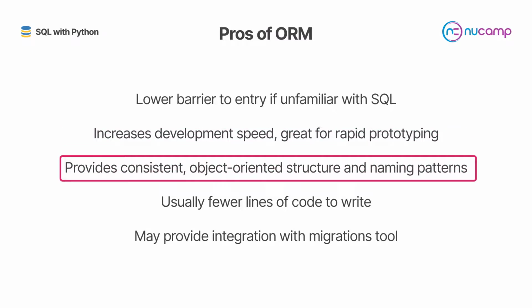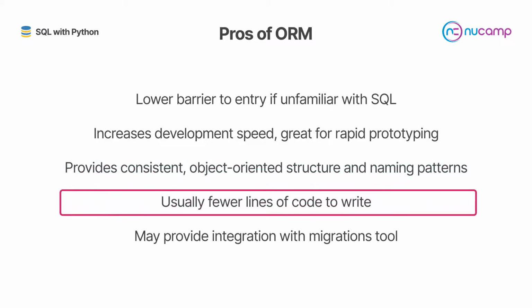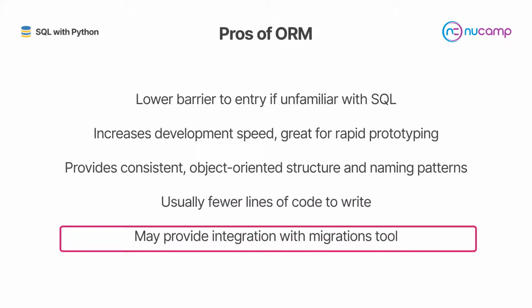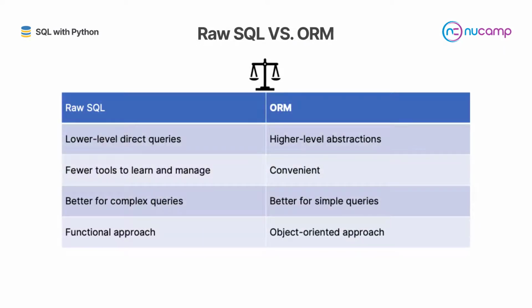One of the most compelling benefits of an ORM is the ability to organize query data in a consistent, object-oriented fashion with consistent naming patterns. It also usually ends up requiring fewer lines of code. Finally, many ORMs come with an integrated migrations feature that allow you to write database migrations using a backend language, such as Python. In summary, here are the major trade-offs between the two approaches.